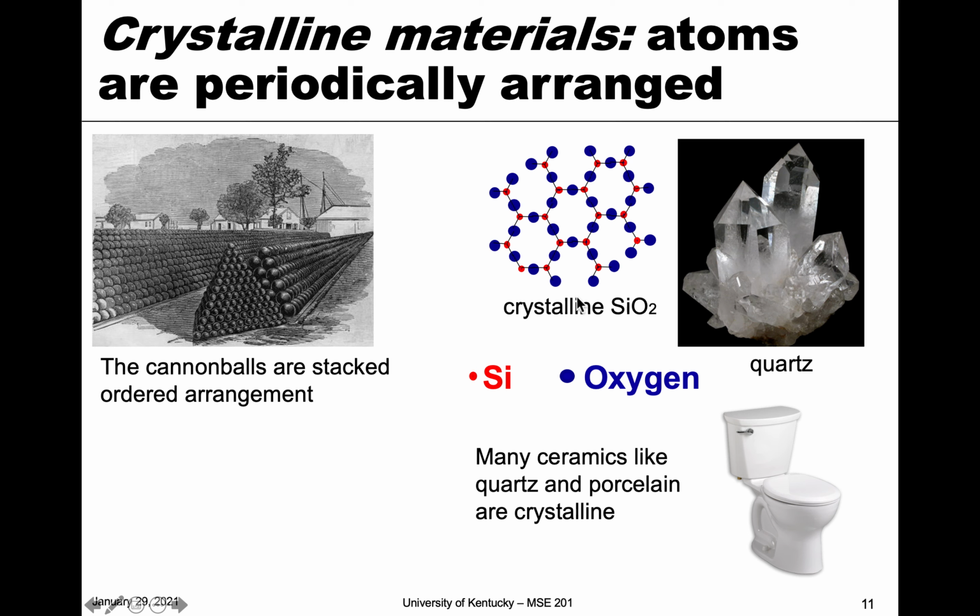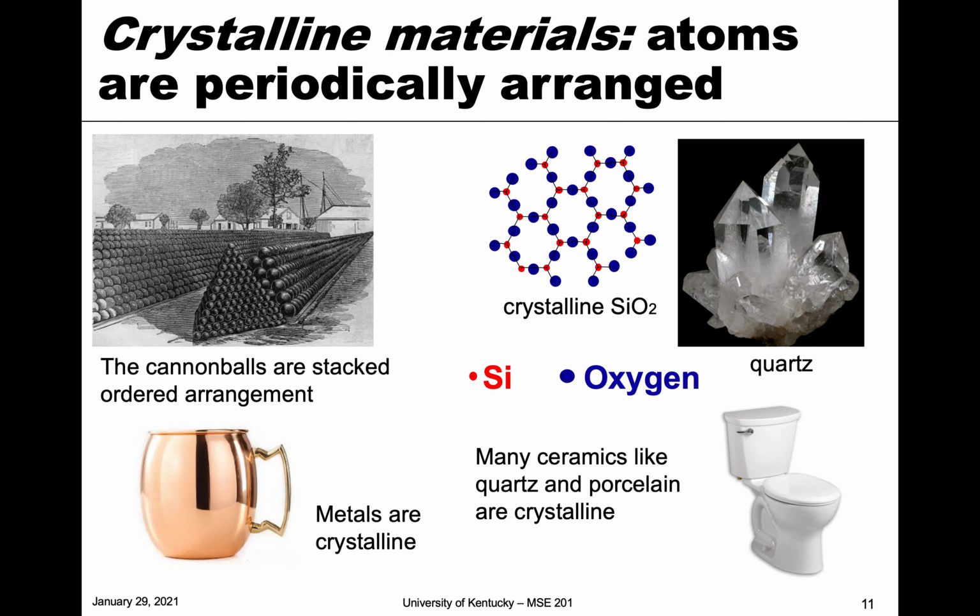Also, since I talked about glass, SiO2 can crystallize, and one of the crystallized forms is what we call quartz. You might be familiar with quartz. It's a natural crystal, but it can also be used in other ways as well. Also, most ceramics, like quartz is a ceramic, porcelain, that's a ceramic, and really any ceramic you can think about, those tend to be crystalline. And also metals. Almost all metals are crystalline.